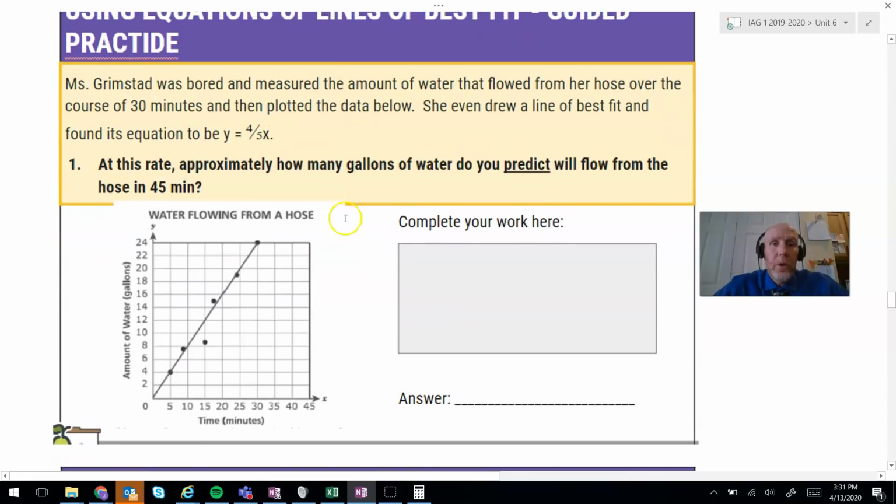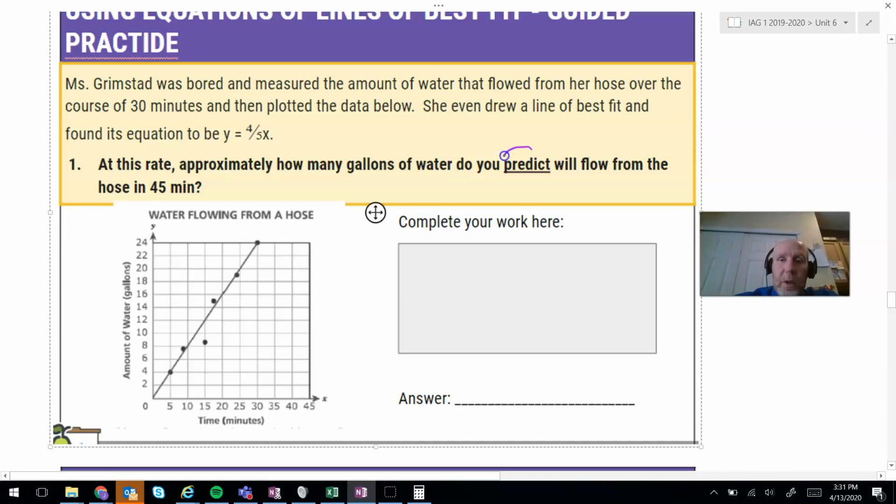Miss Grimstad was bored and measured the amount of water that flowed from her hose over the course of 30 minutes, and then plotted the data below. She even drew a line of best fit and found its equation to be y equals 4/5 x. At this rate, approximately how many gallons of water do you predict will flow from the hose in 45 minutes? All right, so we're going to use our equation of line of best fit. They want us to make a prediction of how much will flow from the hose in 45 minutes.